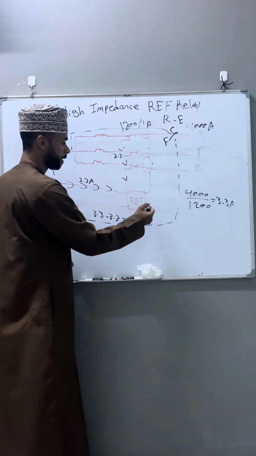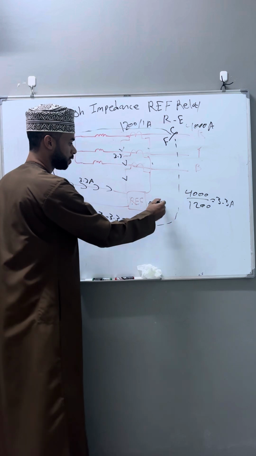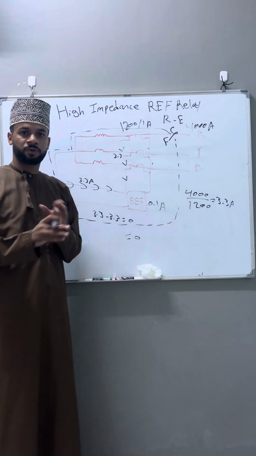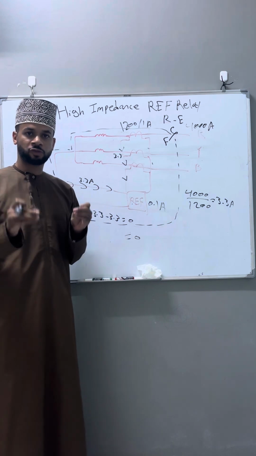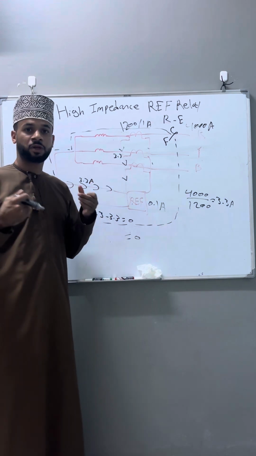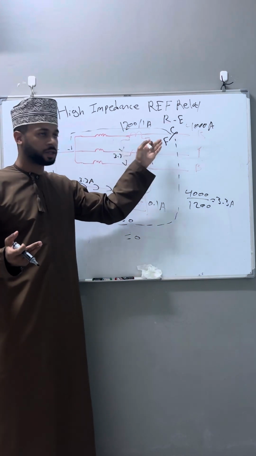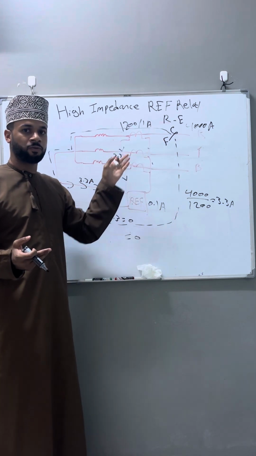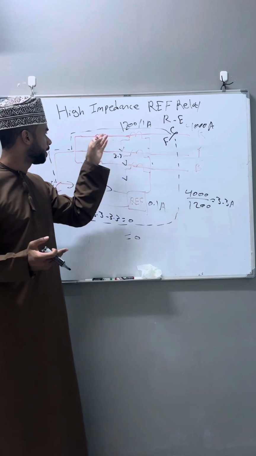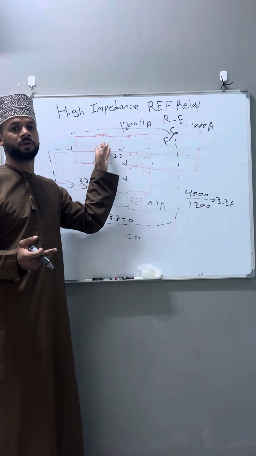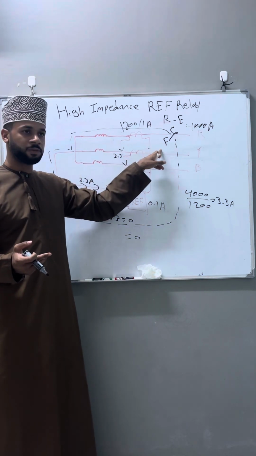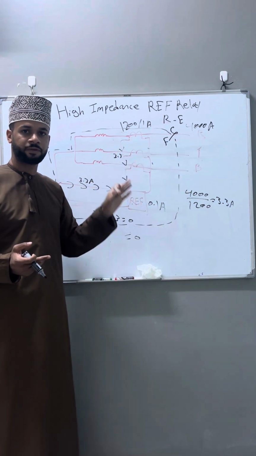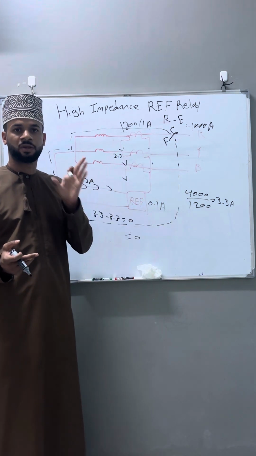And assume the pickup current for this REF relay is 0.1 amp. So the differential current is equal to 0. So the REF should not operate, and that's why. And this is what we actually need, because during an external fault we don't want the REF relay to operate. We need the REF to operate only when an internal fault happens. Okay, so this is case 1. If the fault is external, the REF relay should be stable and should not operate.